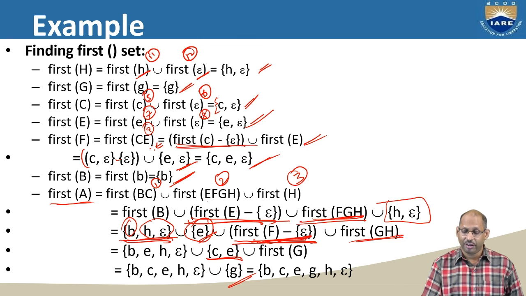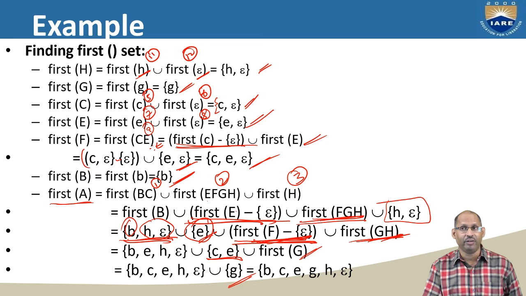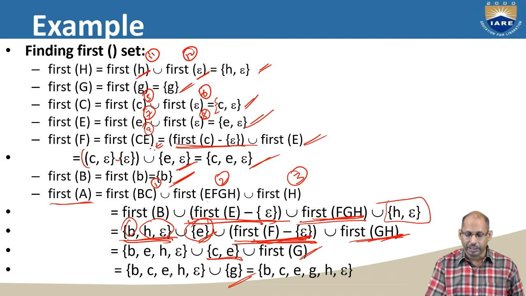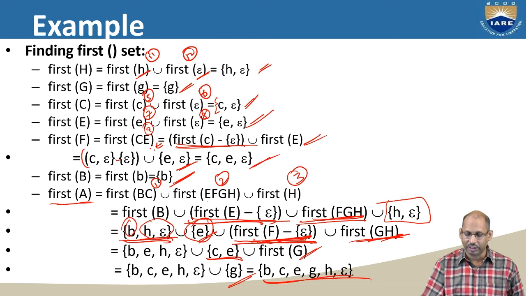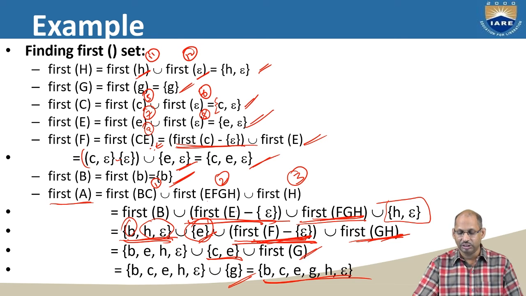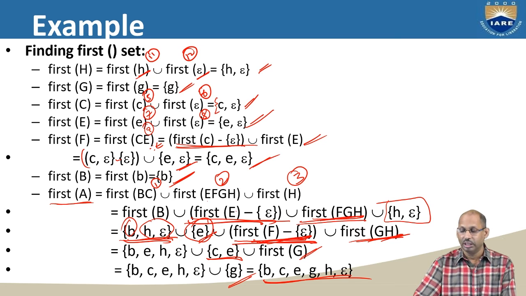Then F has epsilon, so we have to consider the first of GH. But G doesn't have epsilon, so we cannot consider the H. Since G doesn't have any epsilon, H is not considered. Right? So simply finally B, C, E, H, epsilon union with G. So finally it is giving B, C, E, G, H, epsilon. This is first of variables.